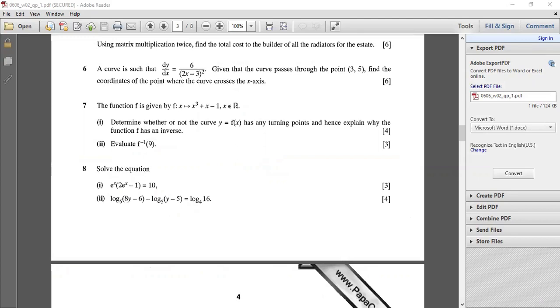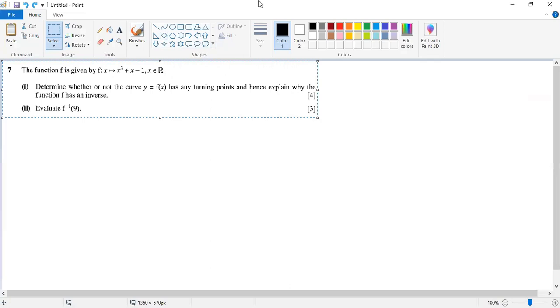Okay, let's begin. Question number 7. The function f is given by f(x) equals x cubed plus x minus 1. So let me just write that: x cubed plus x minus 1. Determine whether or not the curve has any turning points, and explain why the function has an inverse. Okay, it's a bit of a unique terminology there.